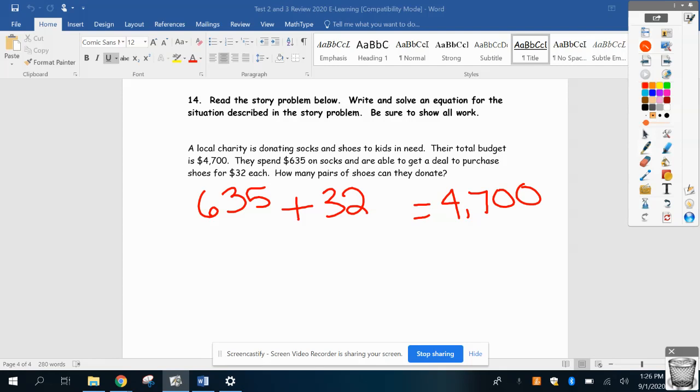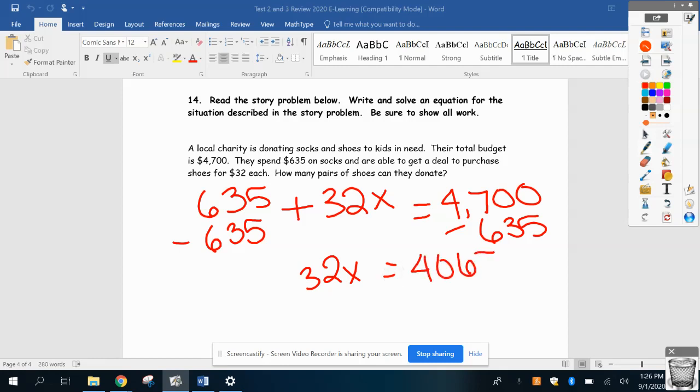So if they're purchasing shoes at $32 per shoes, you could choose a different letter. Right, that takes us here. And now this is something we can solve. Oh, let's see. So I'm just going to use my calculator. That tells me 32x equals 4065.